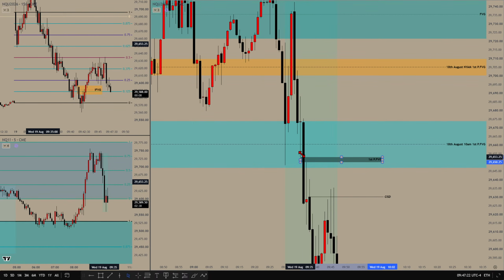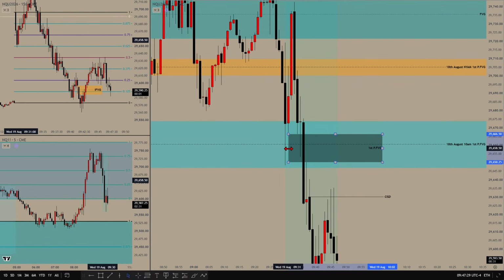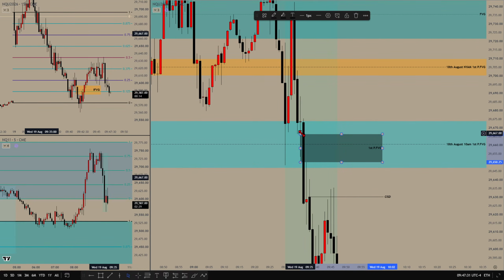And even though, if you were drawing it like that, obviously that's too small. That one is enough size, but it's overlapping the range. And I wouldn't draw it to the volume imbalance because it's a doji candle.